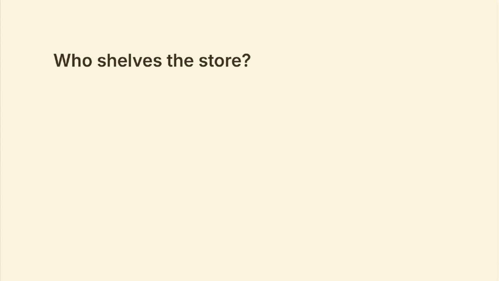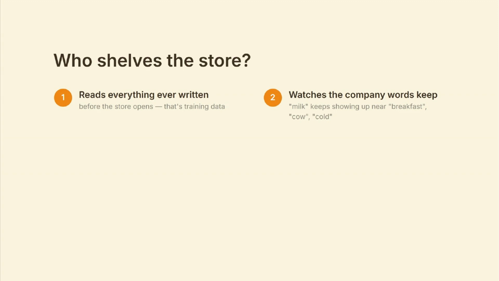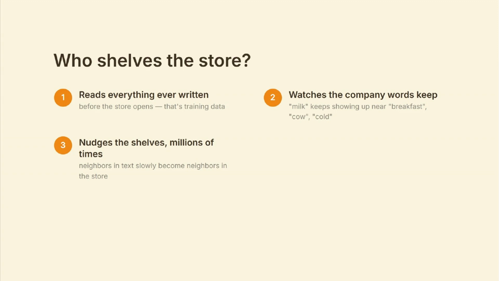So who decided cat goes next to kitten? Nobody, and that's the beautiful part. The shelver is a training process. First, it reads everything ever written. That's the training data. Then it watches the company each word keeps. Milk keeps appearing with breakfast, cow, cold. Every time 2 words share a sentence, their shelves get nudged a little closer, millions of tiny nudges. And no human hand places a single word. The layout is learned, never designed.